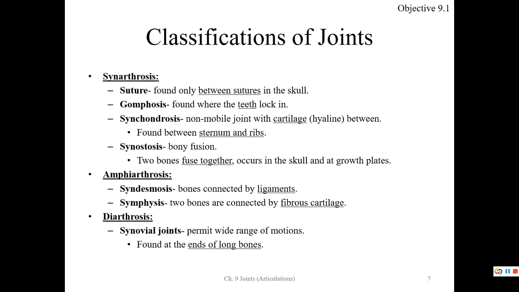Now, we're going to start with our synarthrosis, our amphiarthrosis, and diarthroses, and we're going to say, okay, these things are related. A synarthrosis could be a sutural joint, a gomphosis, a synchondrosis, or a synostosis. An amphiarthrosis could be a syndesmosis or symphysis, and a diarthrosis may be a synovial joint, okay? We're going to talk about these. So what is a synarthrosis? We remember that is an immobile joint.